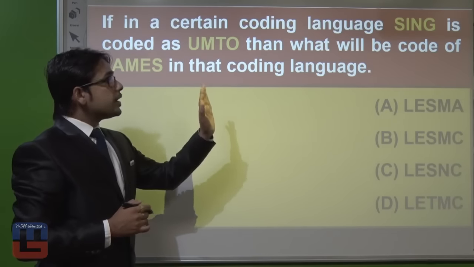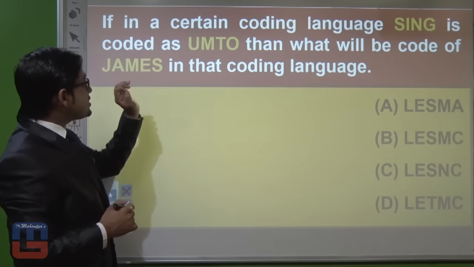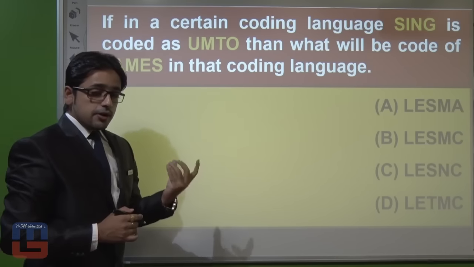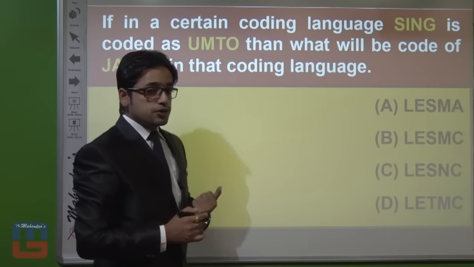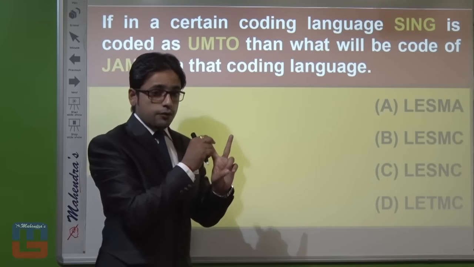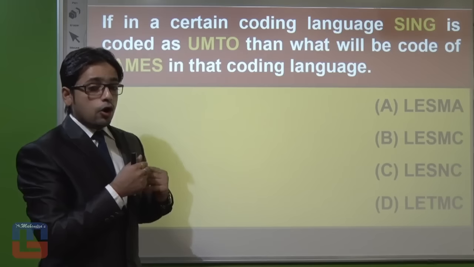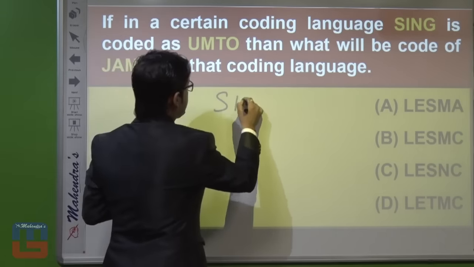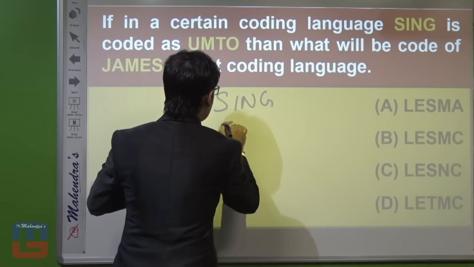If in a certain coding language Sing is coded as UMTO, then what will be the code of James in that coding language? First of all, if you want to solve the question of coding decoding, do remember 2 things. First, place value of all the letters, and second, opposite of letter. Like Sing is coded over here. Sing is written as UMTO.